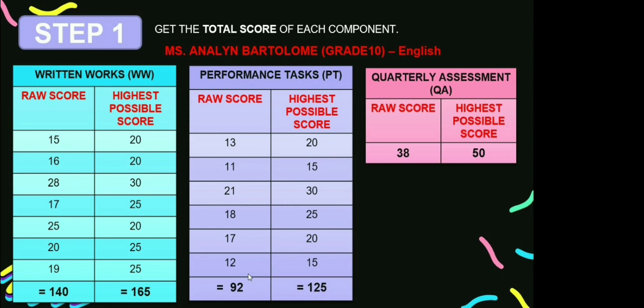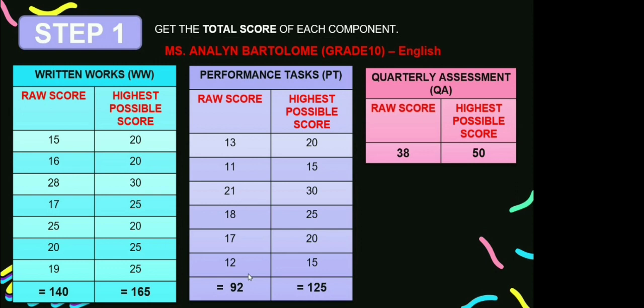In getting the total score of each component, we have to consider two things, and these are the raw score and the highest possible score. For the written works of Miss Bartolome, she was able to comply with all 7 written works, and these are the scores with a total of 140. On the second column is the highest possible score of each written work, with a total of 165.